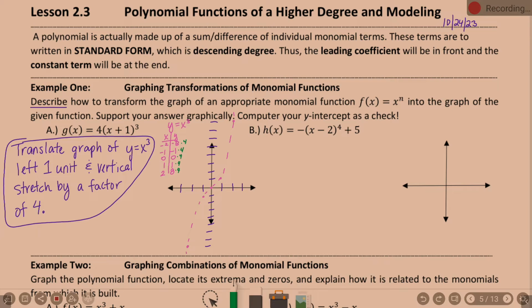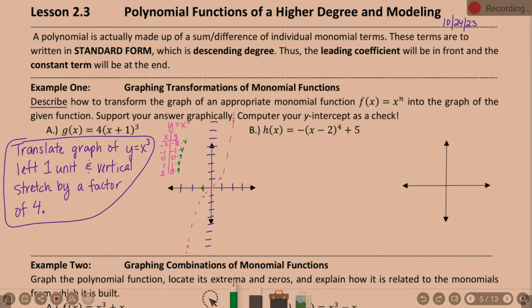And then what happens when you move that point? We also have to move that point left 1. So 0, 0, which would stay at 0, 0 with the stretch, and now goes left 1. Am I okay to do this all at once, or is this going to be too much? This might be too much. I don't know.